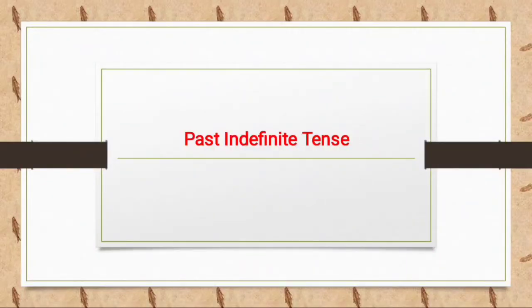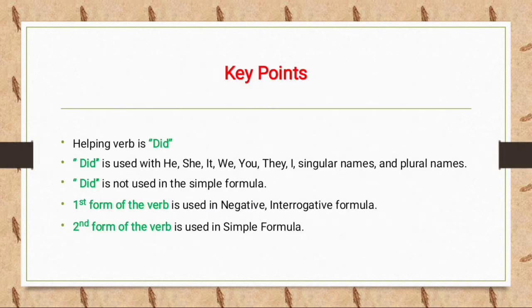Today we are going to talk a bit on past indefinite tense. So in this video we are going to cover three different topics regarding past indefinite tense: key points of the past indefinite tense, definition of the past indefinite tense, and three formulas of past indefinite tense. So let's get started. Key points of the past indefinite tense are: did is used as a helping verb.